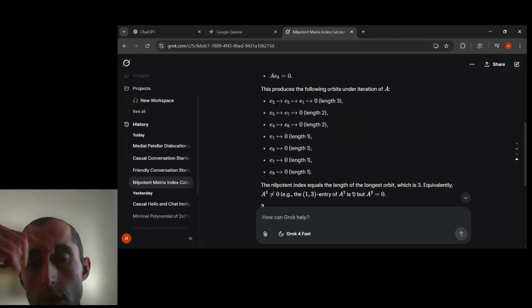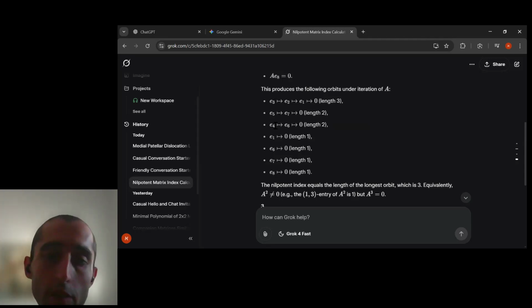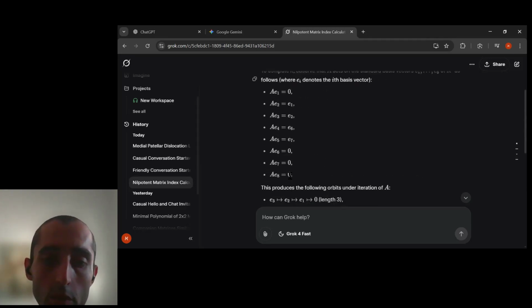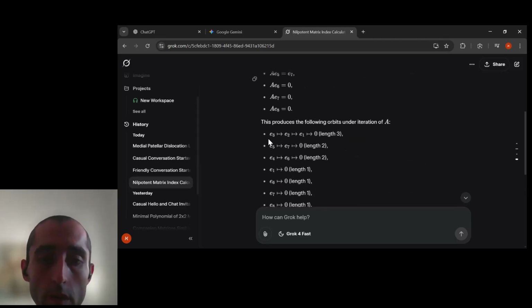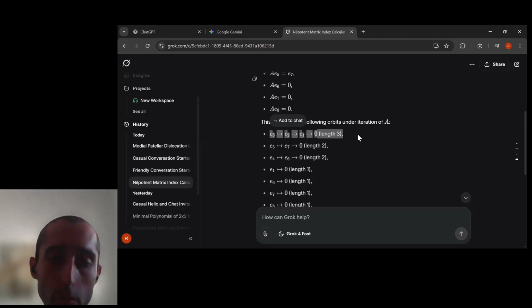So I can conclude in the general case for this. Only for E3, I have a chain length of 3 times that I need to apply the matrix, namely A to the power of 3, in order to get to 0. For E5 and E4, I need just twice. For E1, E6, E7, E8, I need just 1 to get to 0. But for E3, I need to go from here to E2, from E2 to E1, from E1 to 0. So this is the largest length. I need A to the power of 3 in order to annihilate it, to make it 0.